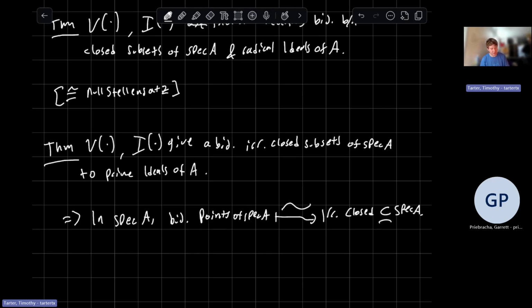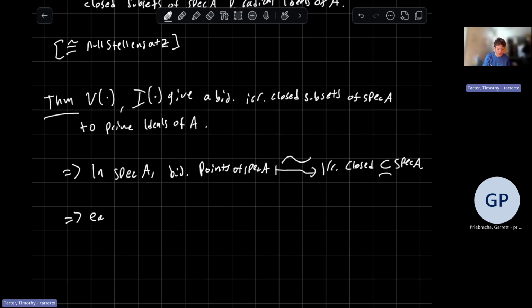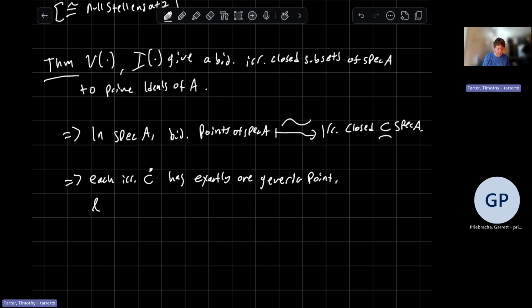Hence, each irreducible closed subset has precisely one generic point. So each irreducible closed subset has exactly one generic point, and can be written as the generalization, which is the Zariski closure of Z.